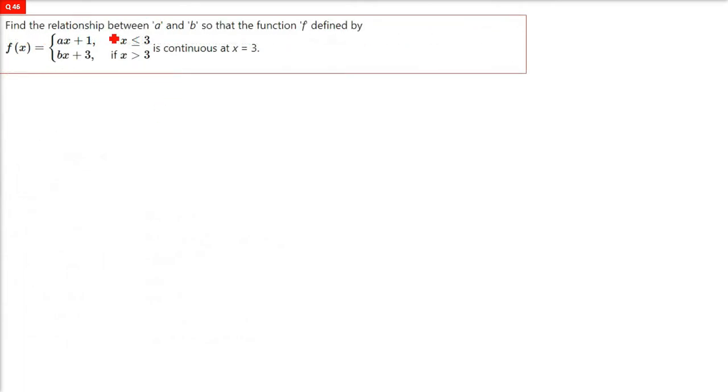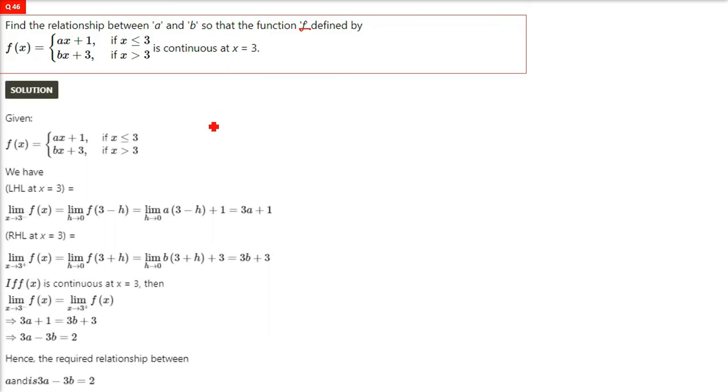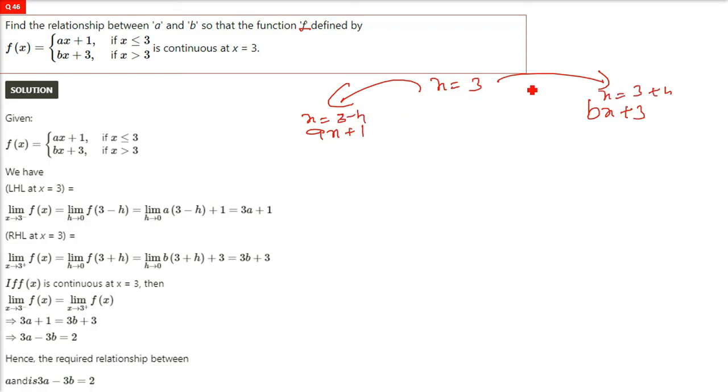Find the relationship between a and b so that the function f defined by f(x) equals ax plus 1 when x is less than 3, and bx plus 3 when x is greater than 3, is continuous. So we have to check at x equal to 3. On the left hand side we are going to use ax plus 1, and on the right hand side we are going to use bx plus 3. Since it is 3, we'll use x as 3 minus h on the left, and x as 3 plus h on the right. Here h is very small, equivalent to 0.